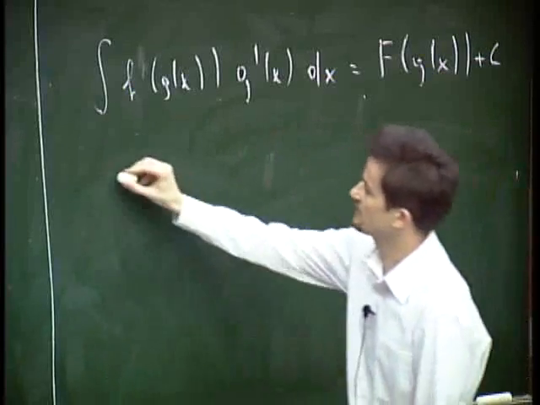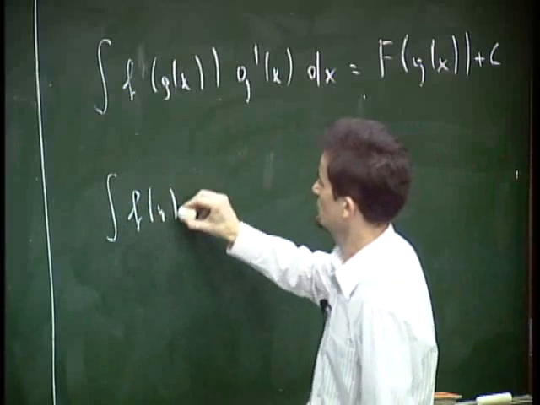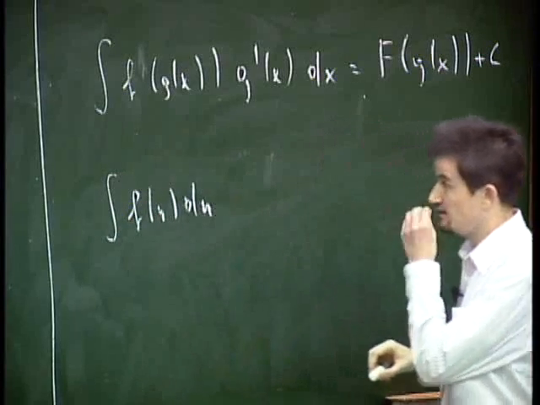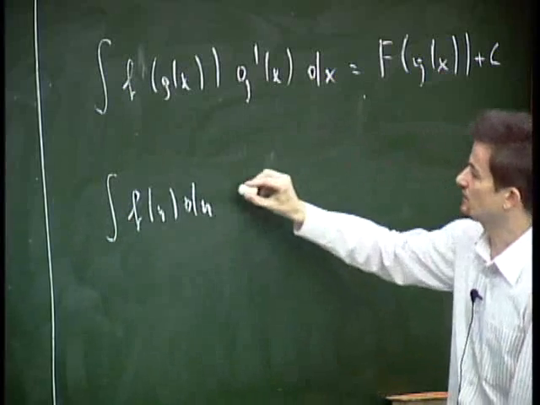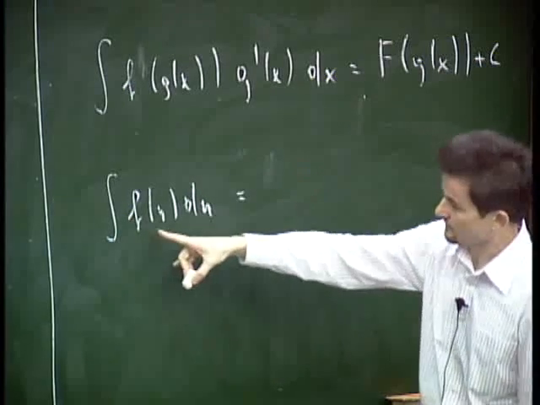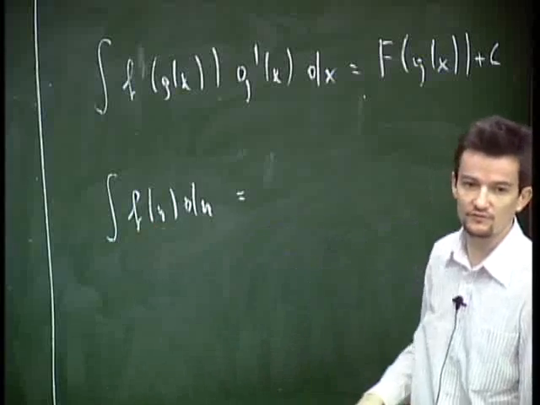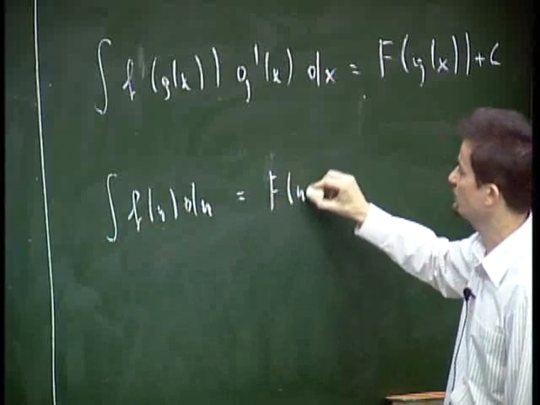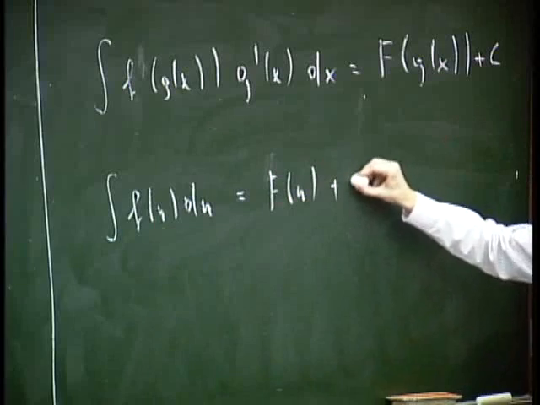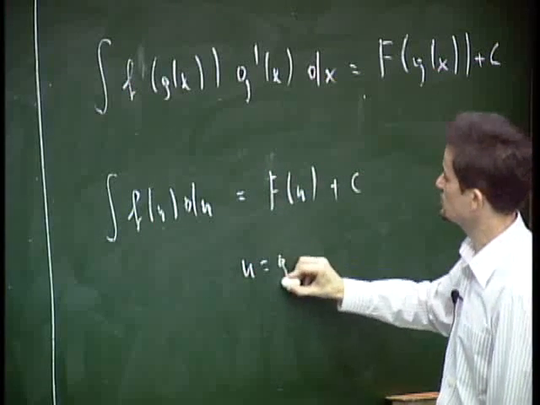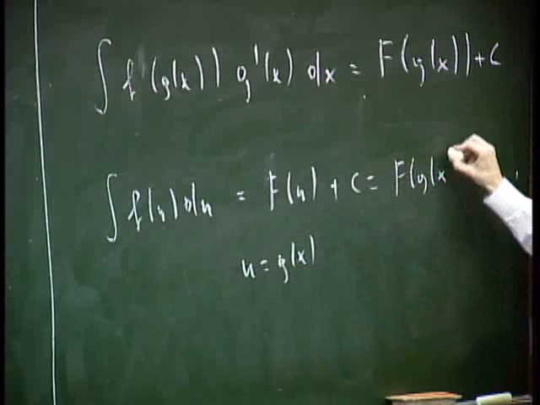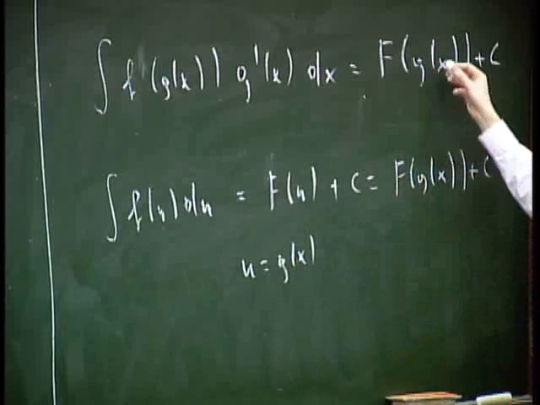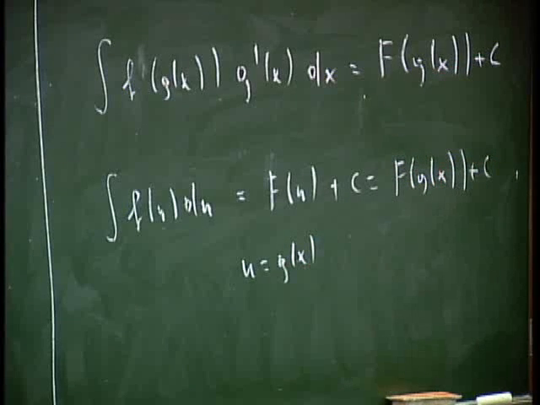If we switch the variable to u, we know that this here, because the meaning of this is an antiderivative of small f, is F of u plus a constant. And if we say u is g of x, then we can rewrite this to F of g of x plus c. And the answers are the same. So this means that those two integrals are the same.